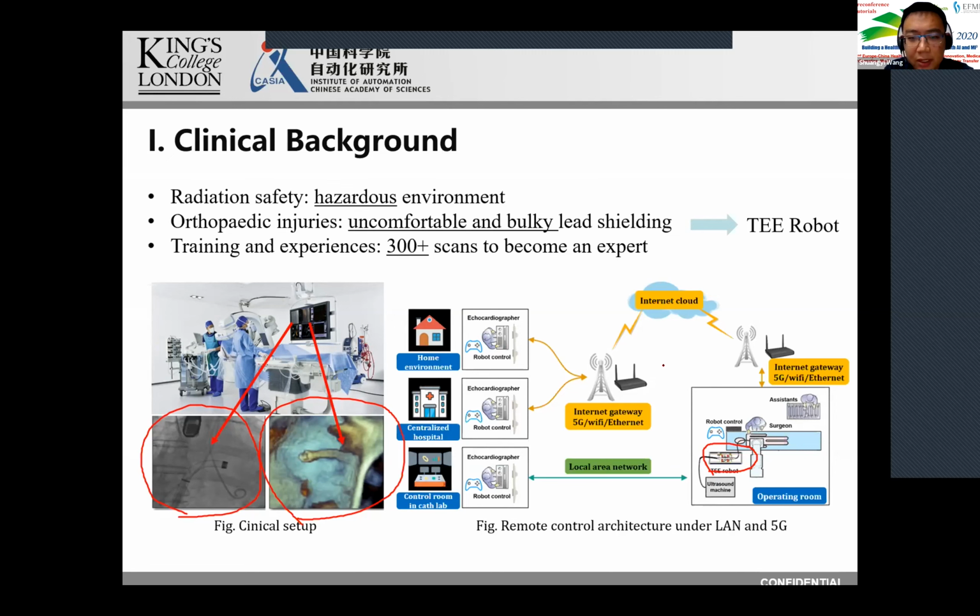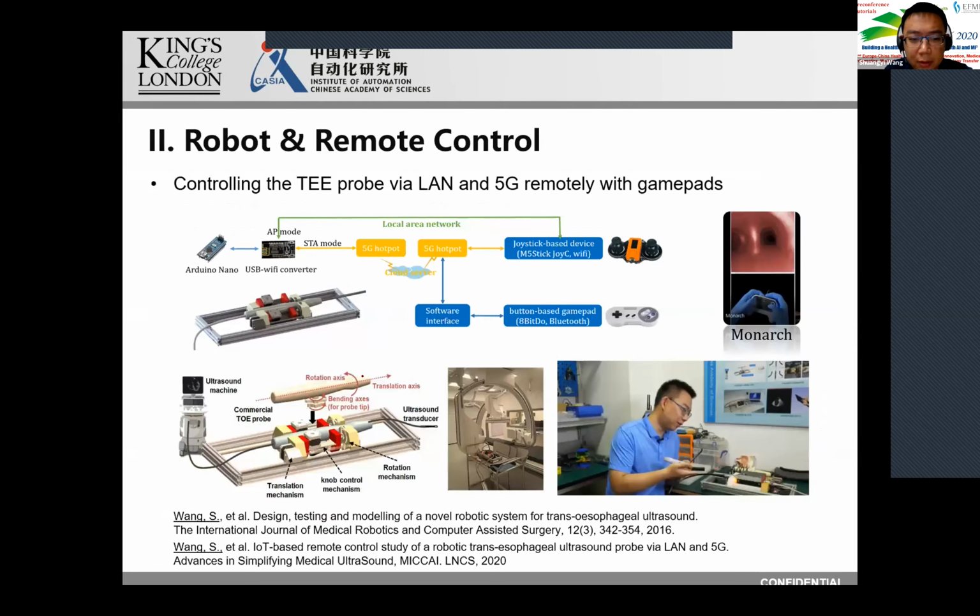So based on this consideration, we developed the world's first transesophageal ultrasound robot, which is a hands-free robot. That means it doesn't change the original structure of the already commercialized transesophageal ultrasound probe. This probe is a type of endoscope that can go into the patient's esophagus and take ultrasound imaging of the heart.